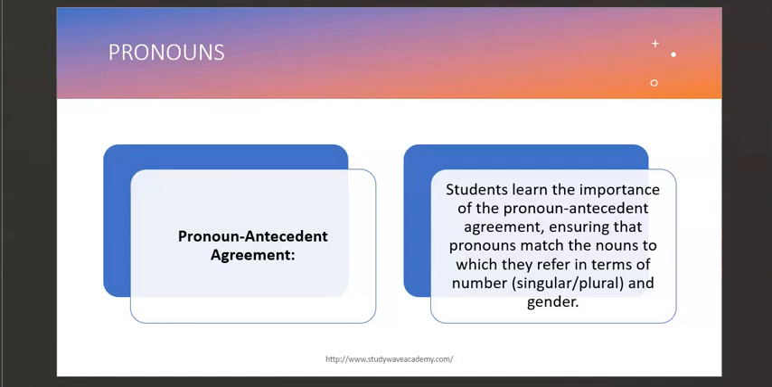So that is all about the pronoun antecedent agreement, just making sure we match pronouns to the nouns they refer to in terms of their singularity or plural form, and also in terms of gender. So that is something important to look at.